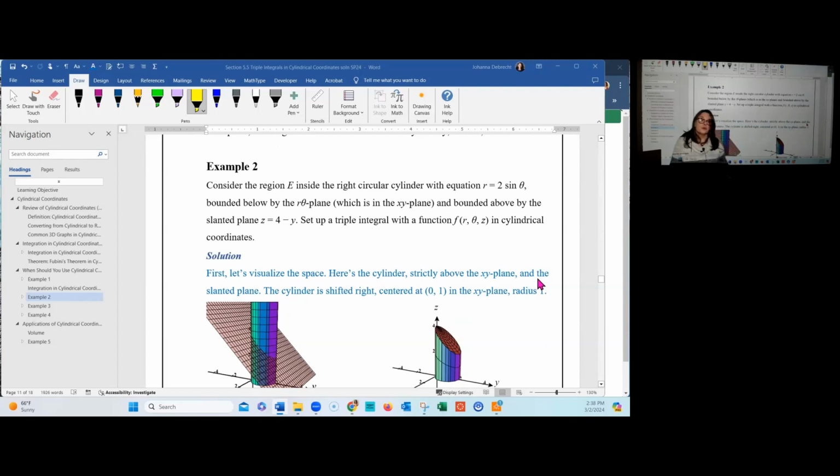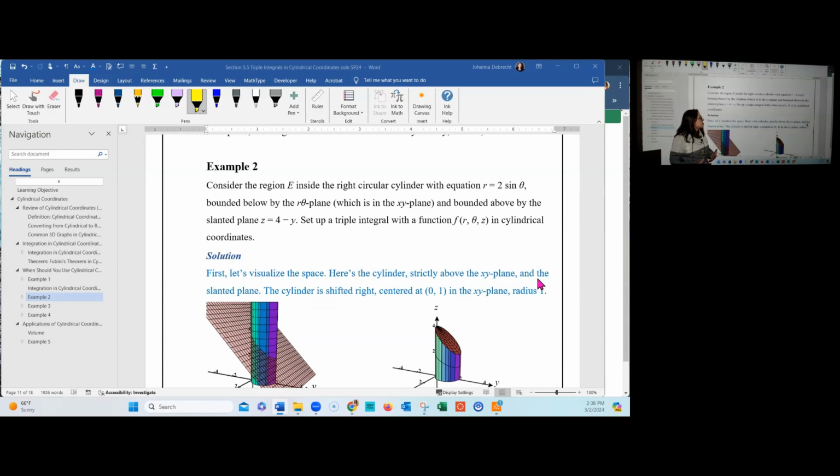In example 2, we are not trying to actually compute the integral because we're not told what the function of r, theta, and z is. However, we're asked to set up an iterated integral to represent a triple integral over a particular restricted solid in three-dimensional space.